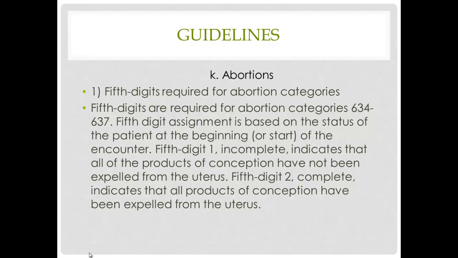Now, your book also lists other categories for abortions on page 228, and you can turn there to read a little more about those. But keep in mind that the 5th digits are required to indicate whether an abortion was complete or incomplete.